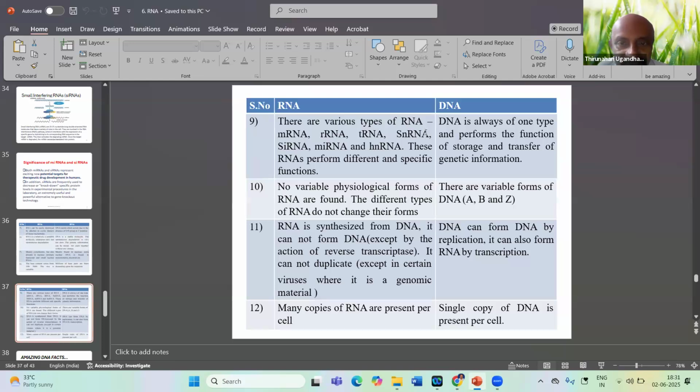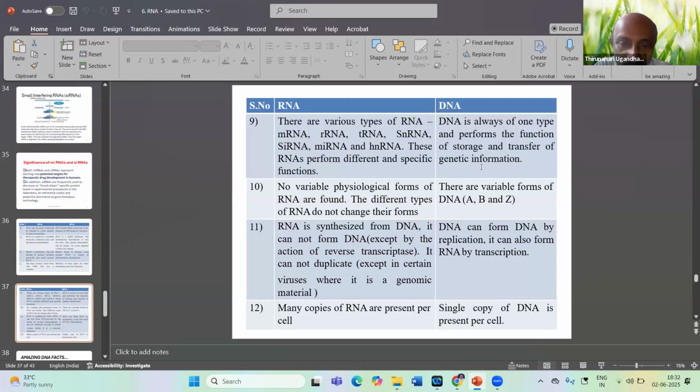Then there are various types of RNAs: mRNA, rRNA, tRNA, snRNA, siRNA, miRNA, hnRNA. These RNAs perform different specific functions. But DNA is always one type and performs the function of storage and transfer of genetic information from one generation to another generation, only two characters. But RNAs are of several types, and each performs specific functions.